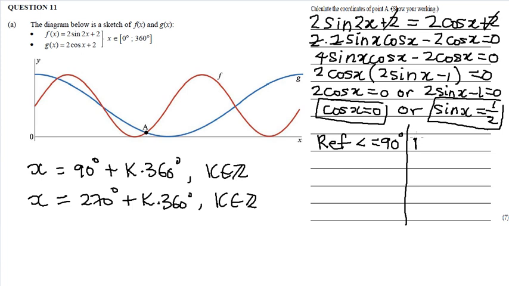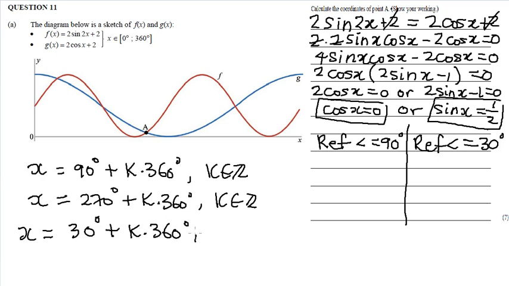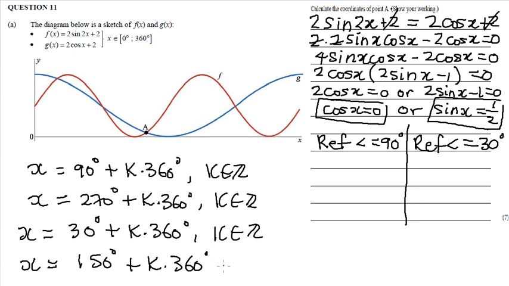For the second one, our reference angle is going to be shift sine of a half. That's going to give me 30 degrees. And since half is positive, we're going to take it to be in the first and the second quadrants. That's where sine is positive. So my third solution is going to be x is equal to 30 degrees plus k times 360, where k is an element of integer. And the fourth solution is going to be 180 minus 30. That's going to be 150 plus k times 360, where k is an element of integer.